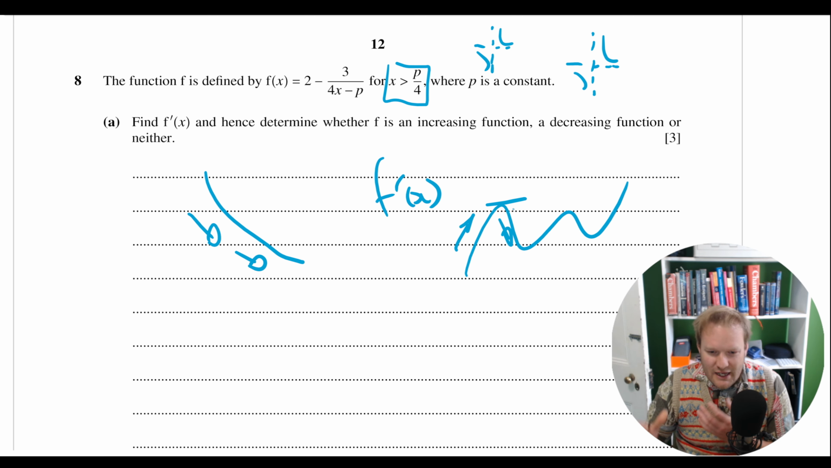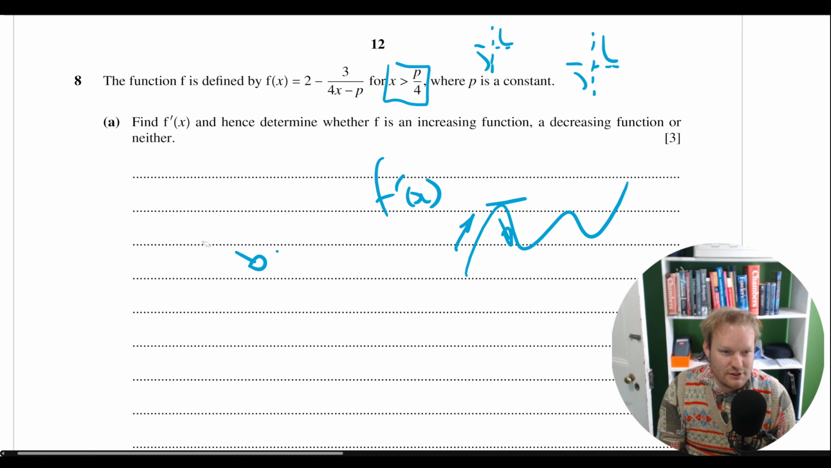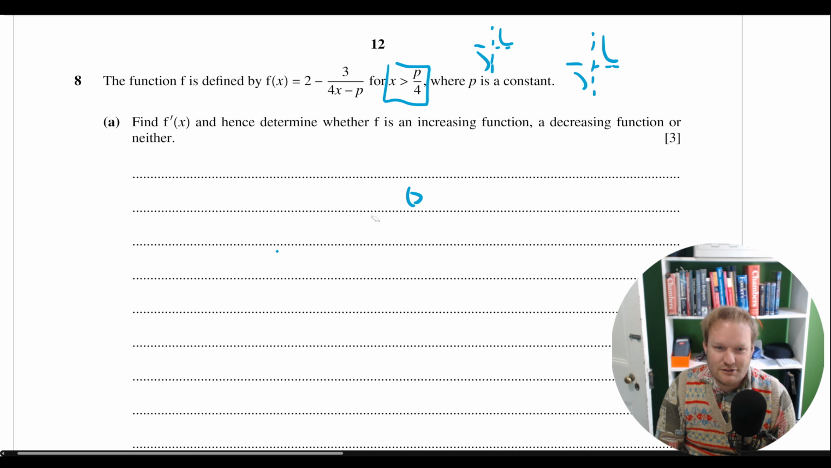It's useful having all this background thought as we go along, because then we're tackling more than just this singular question. So the function is defined by that. Find the derivative, hence determine whether f is an increasing function, a decreasing function, or neither. Perhaps it's one of those. Okay, so with that in mind, let's have a look.